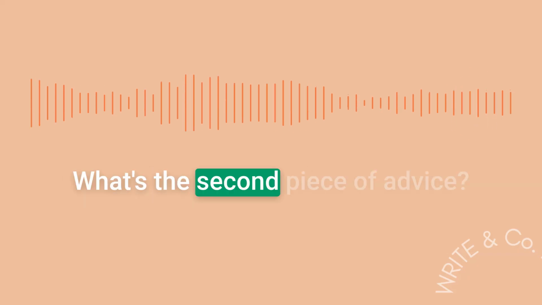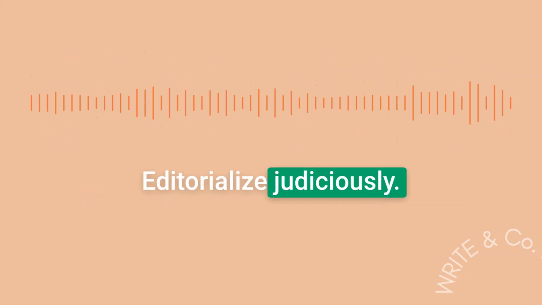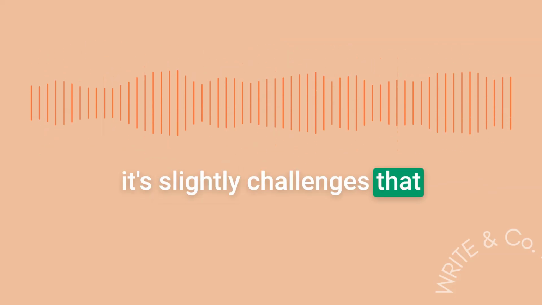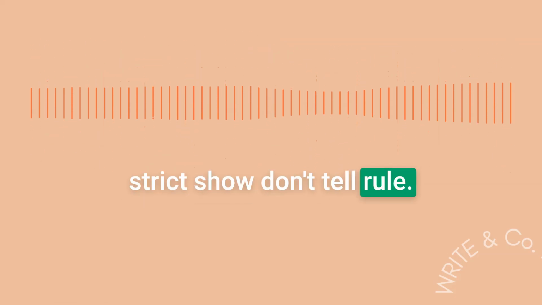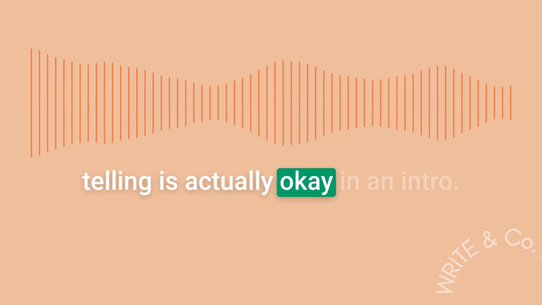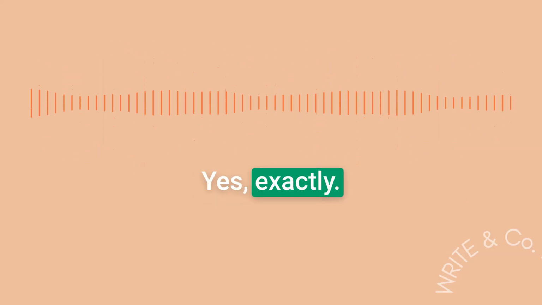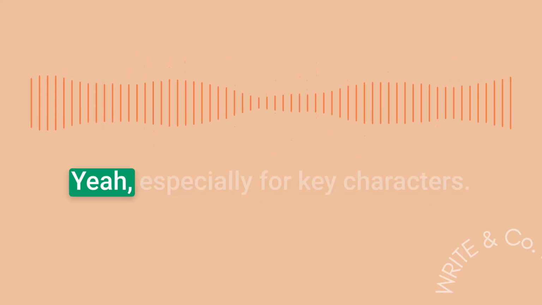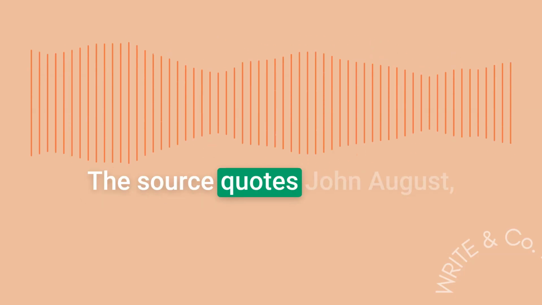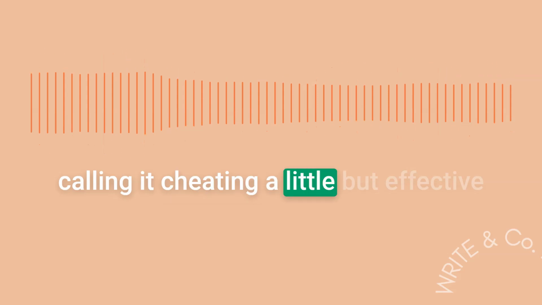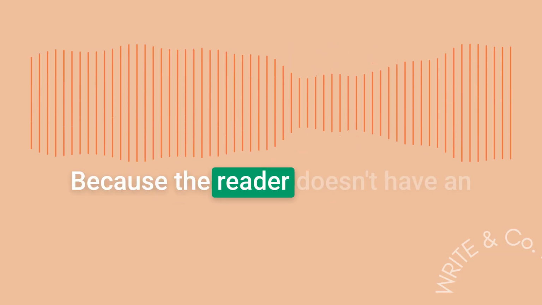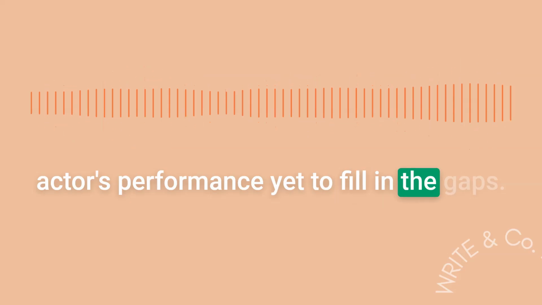Got it. What's the second piece of advice? Editorialize judiciously. Now this is interesting because it slightly challenges that strict show-don't-tell rule you sometimes hear in writing advice. Okay, so sometimes a little telling is actually okay in an intro. Yes, exactly. For character introductions, especially for key characters, it can be very effective. The source quotes John August calling it cheating a little, but effective. Cheating? Why? Well, because the reader doesn't have an actor's performance yet to fill in the gaps.